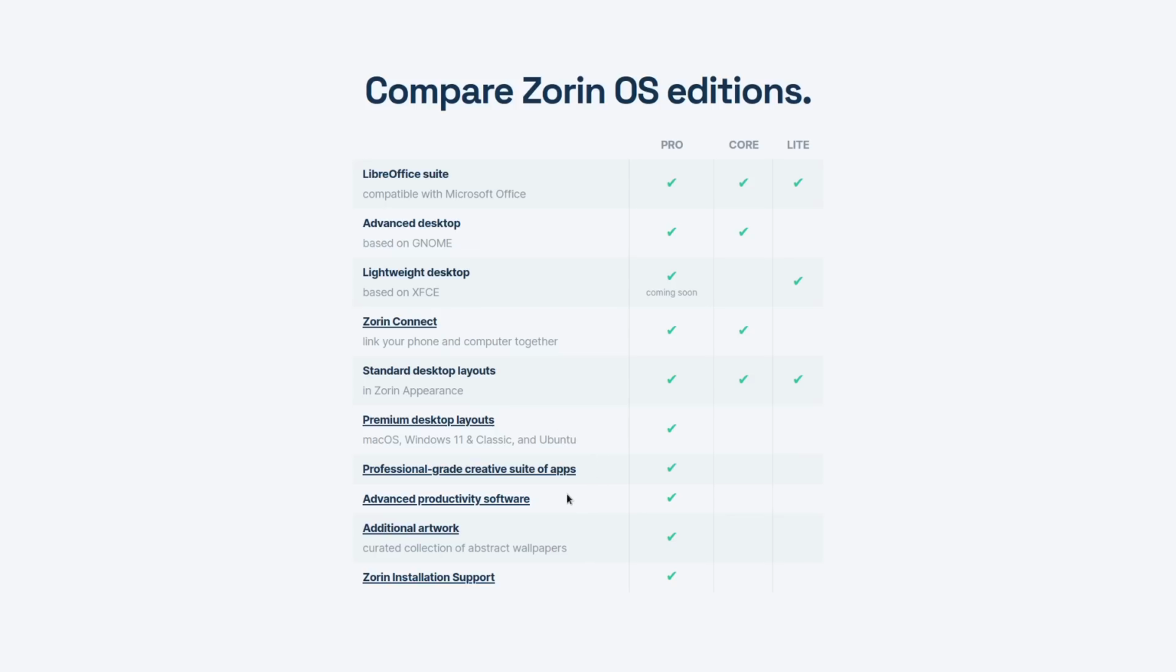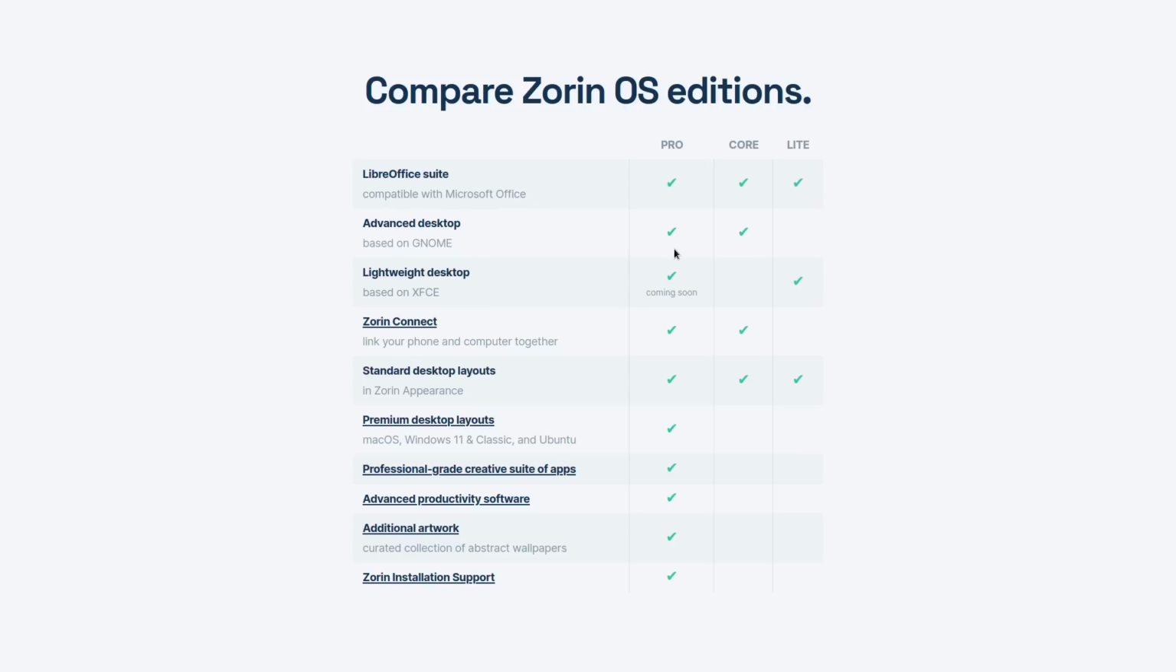And you also get the professional grade creative suite of apps. So it makes it sound like there's a lot of apps that are pre-installed. Same thing with advanced productivity software. There's additional artwork, so I guess some extra wallpapers. And you also get Zorin installation support. So you get a little bit of technical support with the Pro Edition as well.